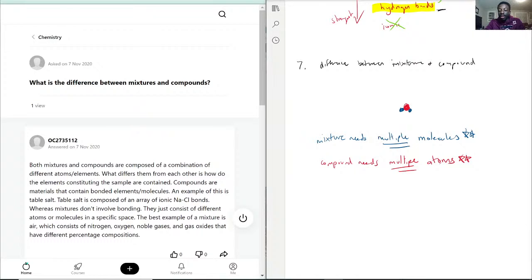What do I mean by this? This water compound has multiple atoms, but not multiple molecules. This would be a compound of H2O, but not a mixture. And actually, I'll specify here another difference: a mixture needs multiple different molecules. And that is very important, because a molecular compound needs multiple different atoms, so they're actually quite related.